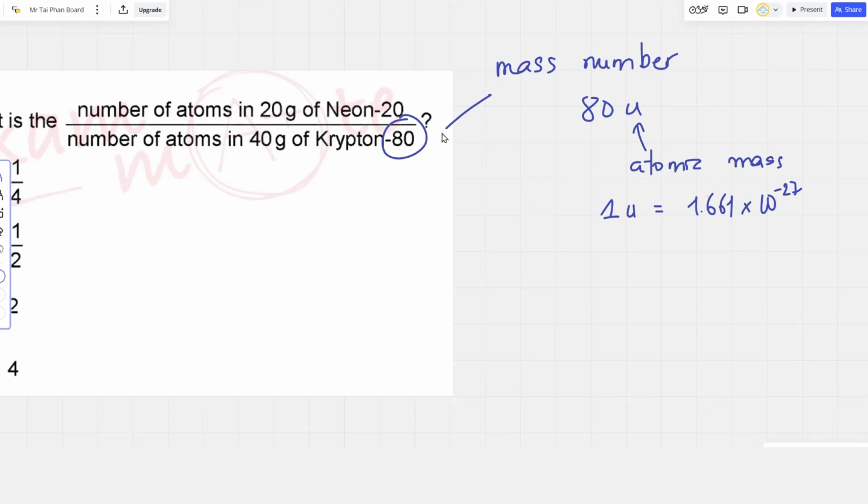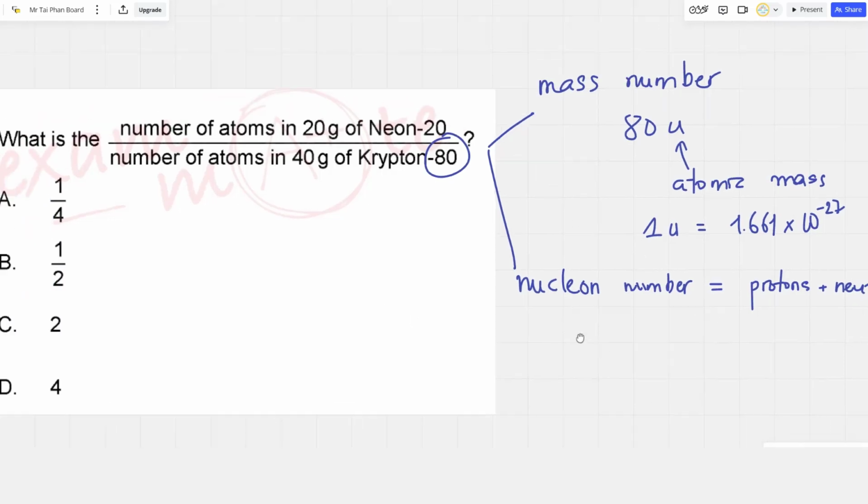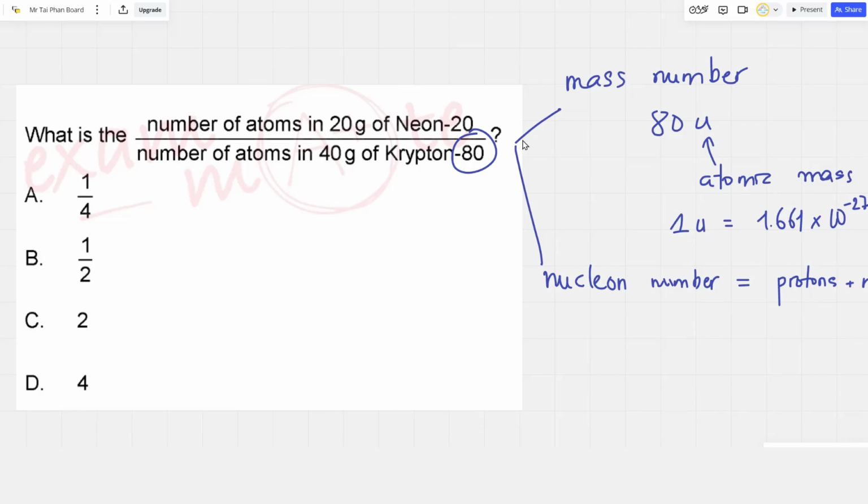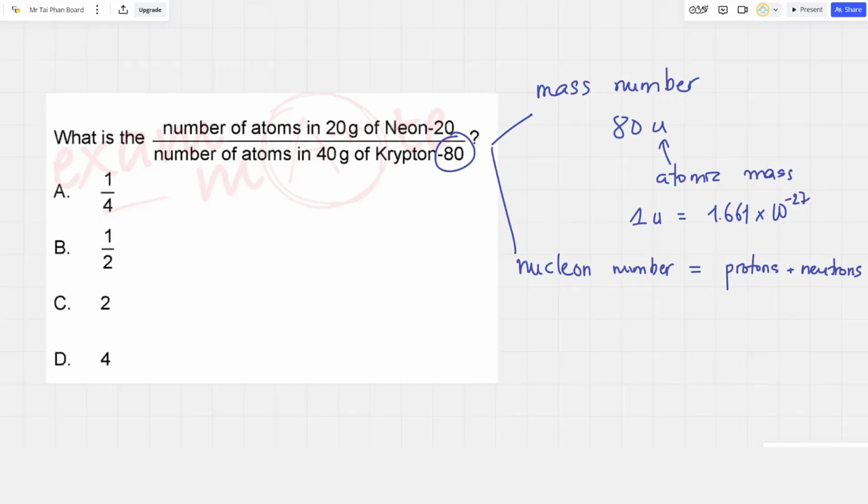Okay, and the second meaning is called the nucleon number, that we will study later in the topic about nuclear reaction. Nucleon number means the total of the proton number and neutron number. The mass number here will allow us to calculate the number of moles of a certain amount of, in this case, 40 gram of krypton and 30 gram of neon. The ratio of the number of atoms of the two types of particle given the masses.